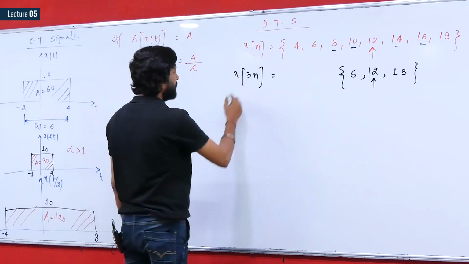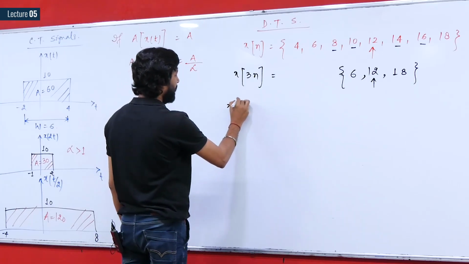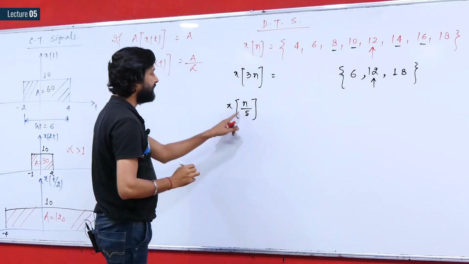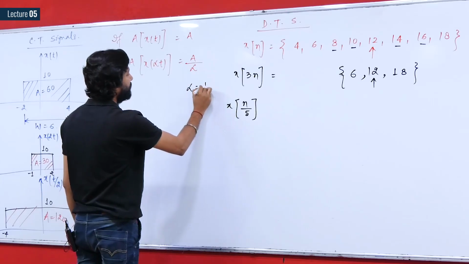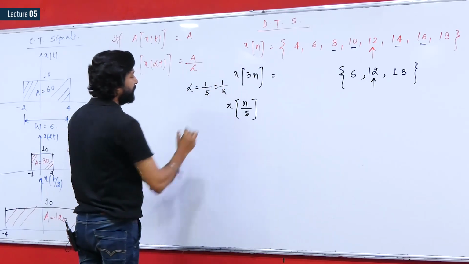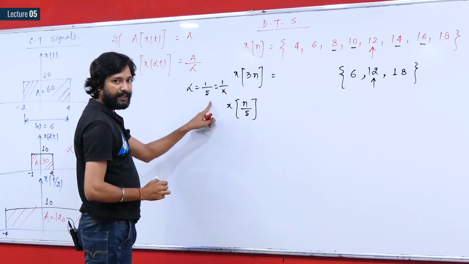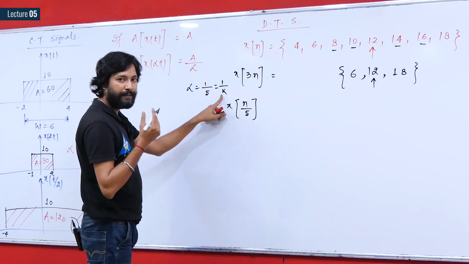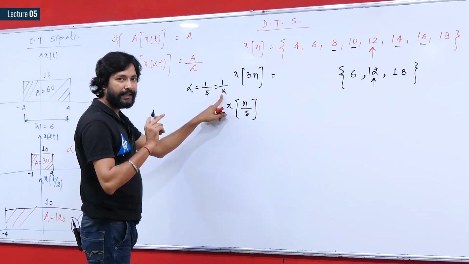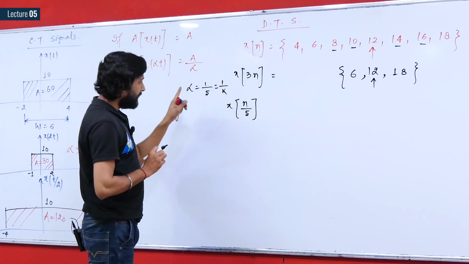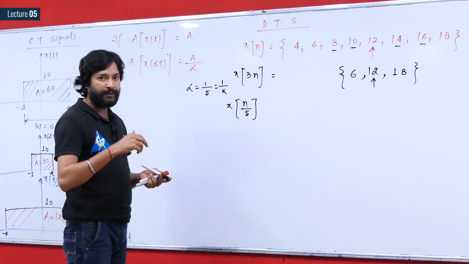Similarly, if we have to find x of n by 5, here alpha is equal to 1 by 5. So 1 by 5 you have written as 1 by k. If alpha is of the form 1 by k, then you must append values. How many values? k minus 1 values will get appended in between each two sample values of x of n, and it depends on which type of interpolation you are going to take.